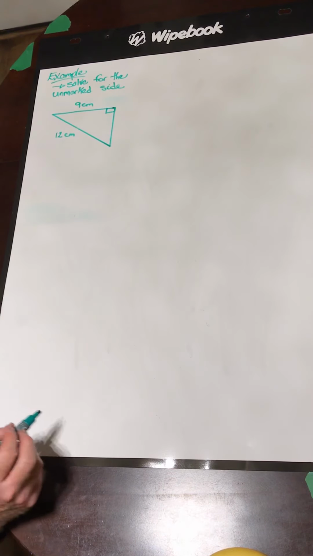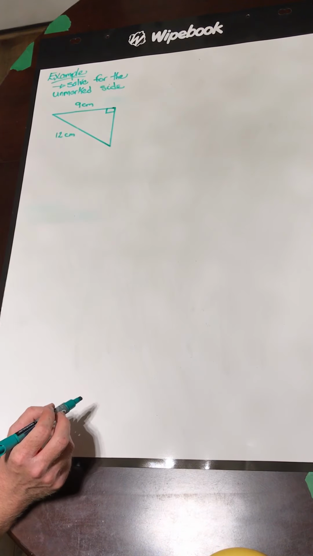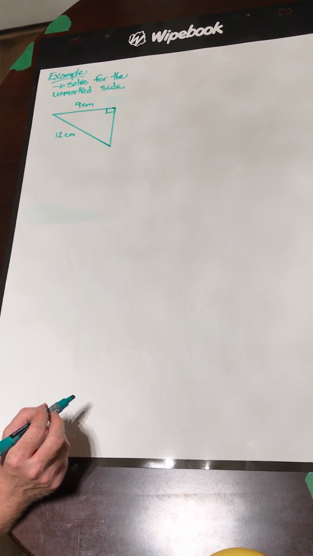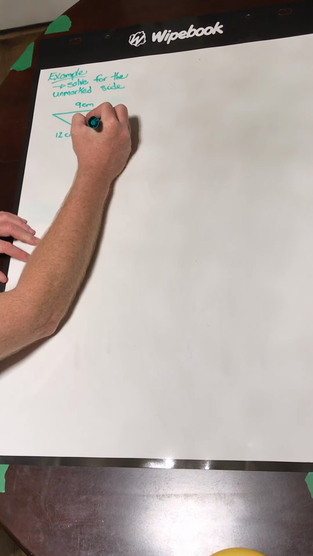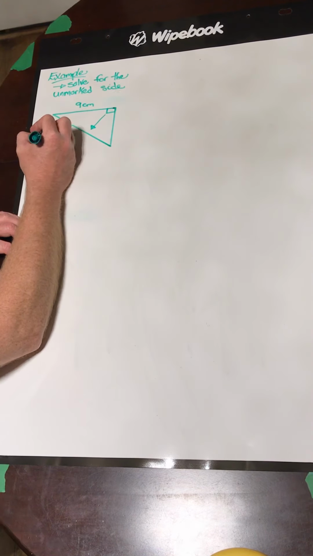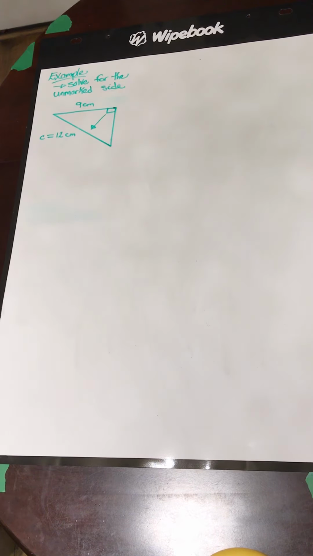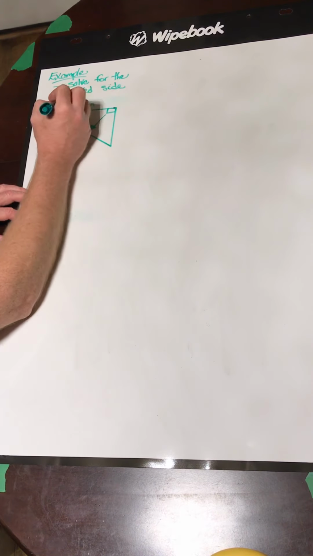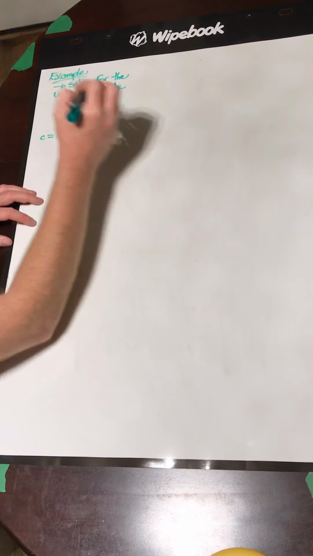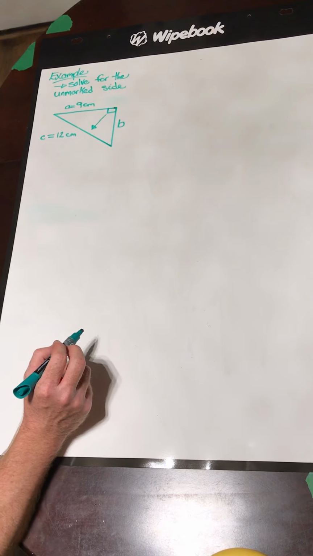So again, I want to solve for the unmarked side, and the unmarked side is this side right here. But before I can move forward, I need to identify the hypotenuse, which is opposite the right angle symbol. So C is equal to 12 centimeters. Now I'm going to label the legs. So I'm going to label this leg here A. So A is equal to 9 centimeters and the other leg is B. So we're going to be solving for B.